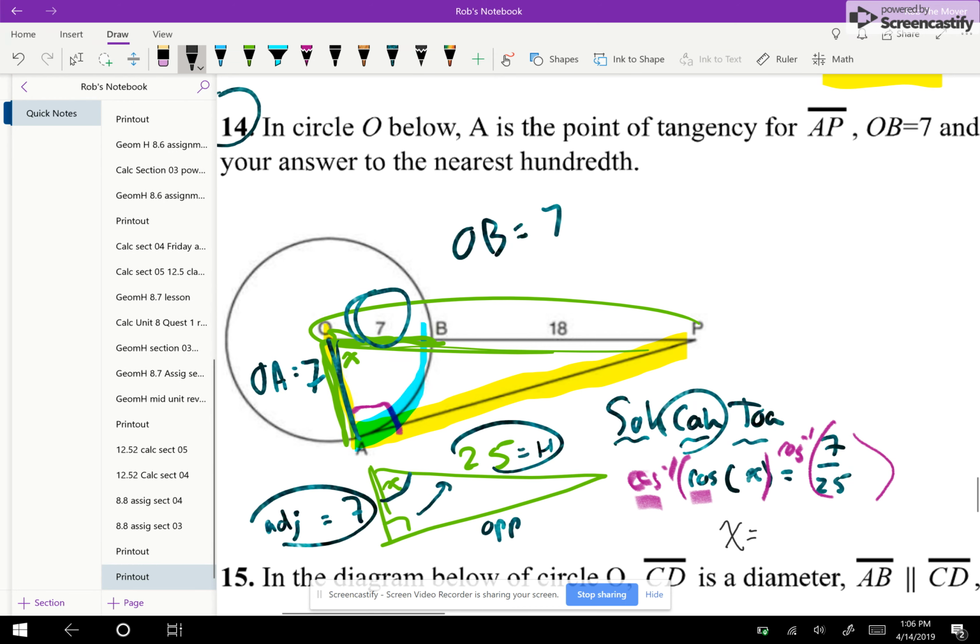So now, inverse cosine of 7/25. Make sure your mode is in degrees. And we get 73.739, so 73.74 degrees to the nearest hundredth.